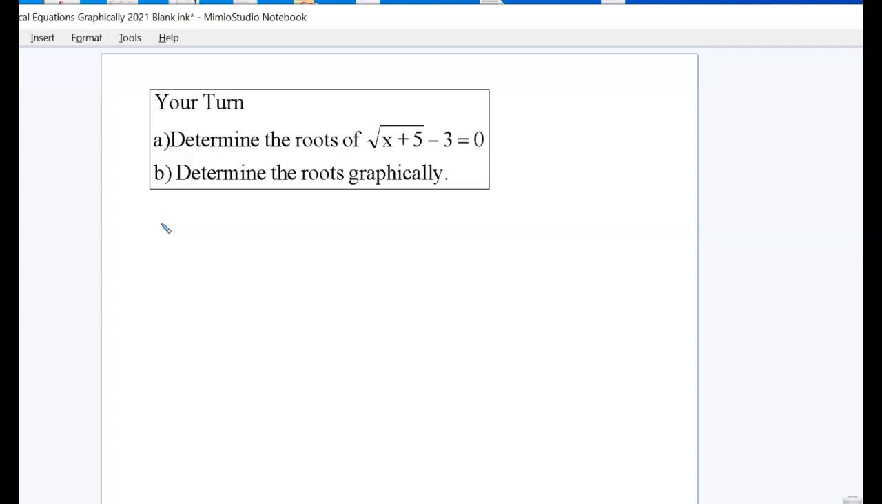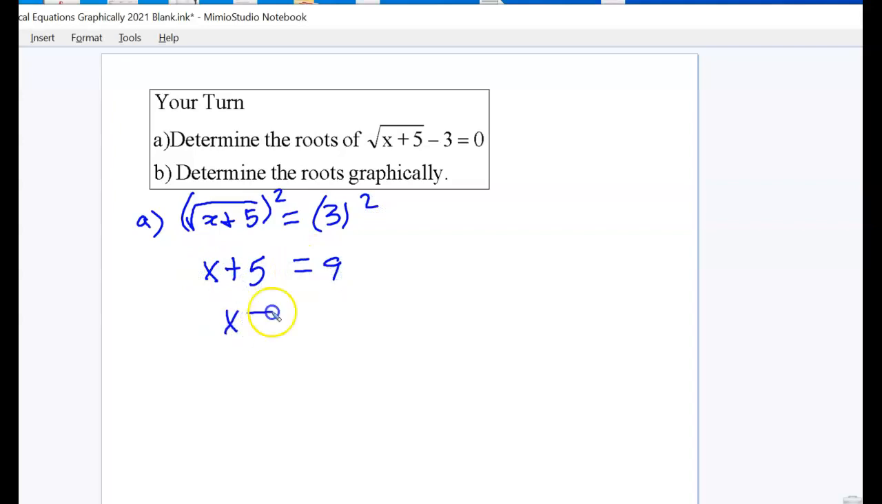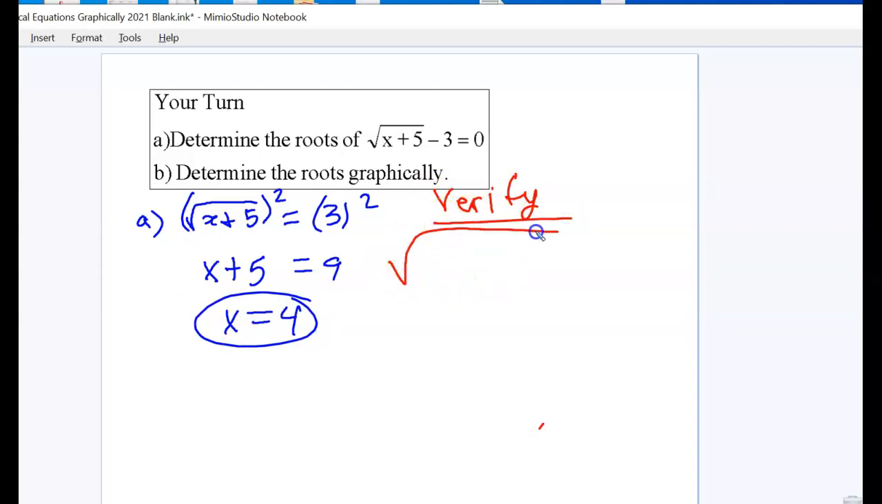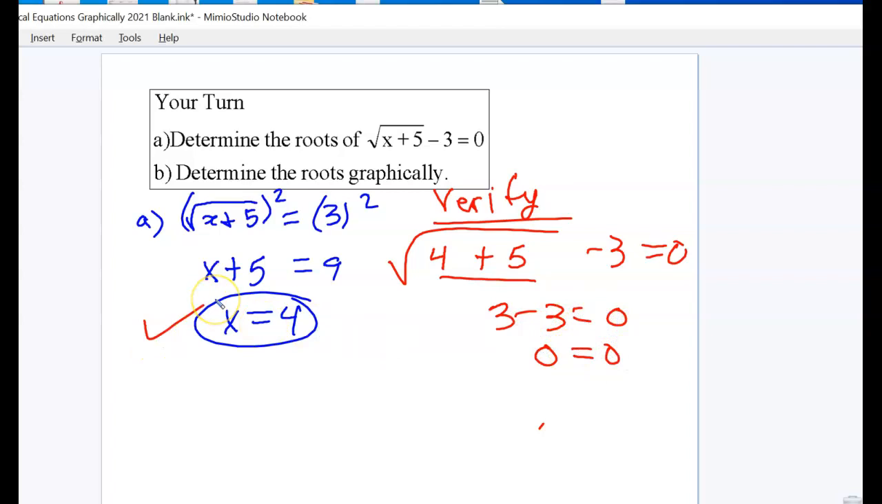Okay, hopefully you've had a chance to try this. So for part A, again, we are going to isolate the root sign. So I'm going to add the 3 to the other side. And then we're going to square both sides. Subtract 5 from both sides, and x is equal to 4. Now I want to verify this in the original. So the square root of 4 plus 5, minus 3, does that equal 0? Well, then this under here is 9. The square root of 9 is 3. So yes, 0 equals 0. This is a valid solution.